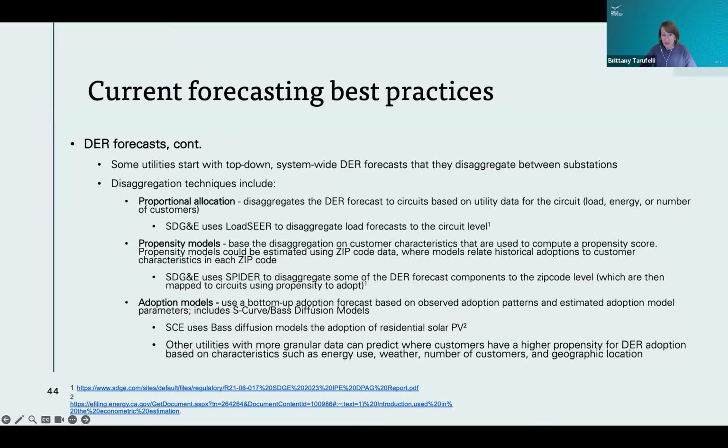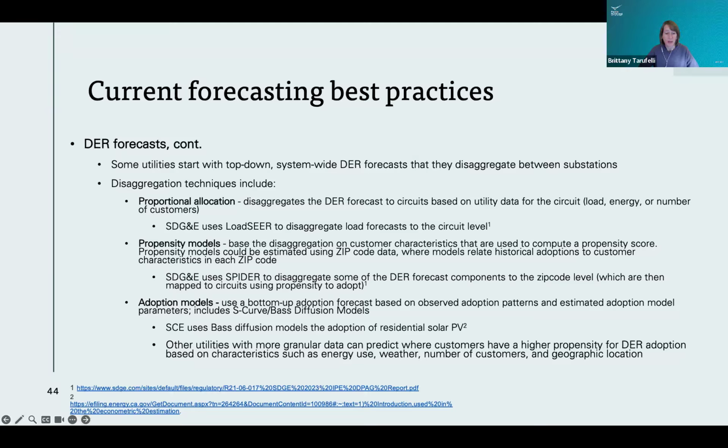There are propensity models, which base the disaggregation on a propensity score, which is typically determined by customer characteristics using econometric methods. And then there are the adoption models, which I described previously, where the DER forecast is based on an adoption forecast. But in general, as utilities have more granular data about their system, they can do more granular load forecasting. But one thing to keep in mind is, as a utility wants to obtain this more granular data, it's not free. Sensors need to be deployed on the systems, but it does enable more granular forecasting.